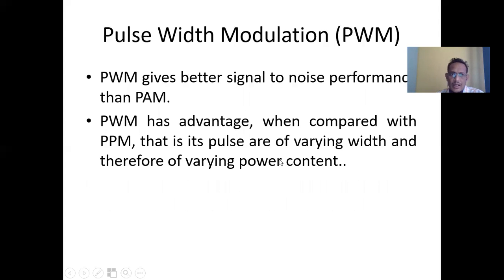Pulse width modulation gives better signal to noise performance than pulse amplitude modulation. Pulse width modulation has an advantage when compared with pulse position modulation, that is, pulses are varying in width and therefore varying in power also. So power is also constant. In frequency modulation, we have already defined that the transmitted power is always constant because the amplitude of the carrier is always constant. Same thing here.